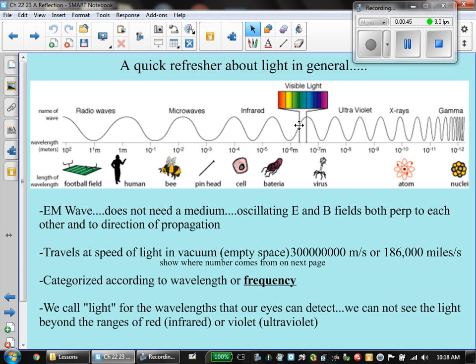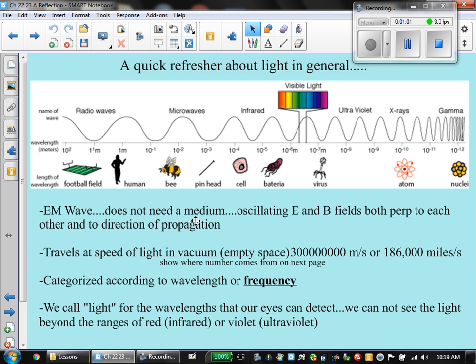But remember, we have a wide variety of electromagnetic waves: radio waves, microwaves, infrared, visible light, ultraviolet, X-ray, and gamma. These are classified by wavelength, and that's how we talked about last year. Technically, it's actually classified by frequency, and we'll make that distinction in just a little bit.